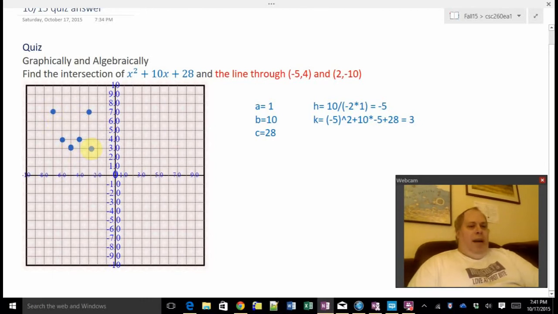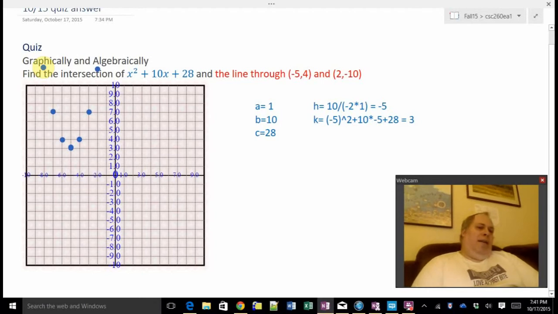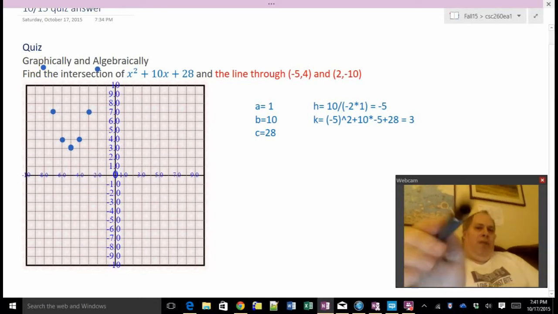Left 3, up 3 squared to 12, which is somewhere around here. And left 3, up 3 squared to 12. And that gives us the shape of the quadratic we want to draw.